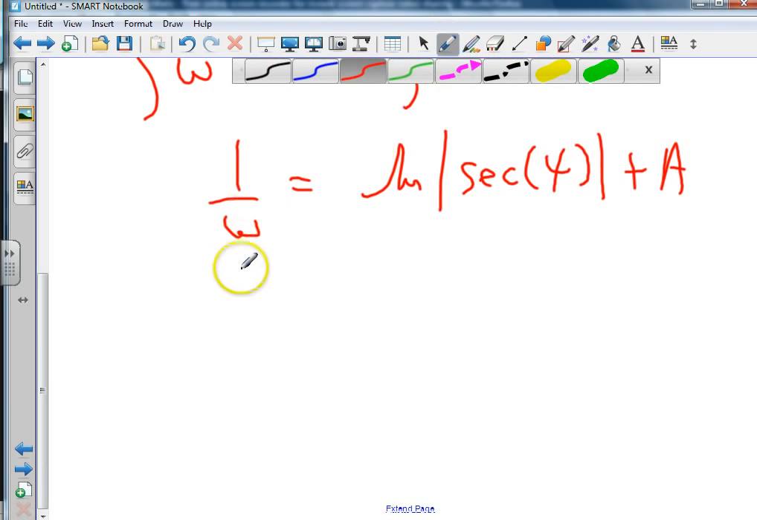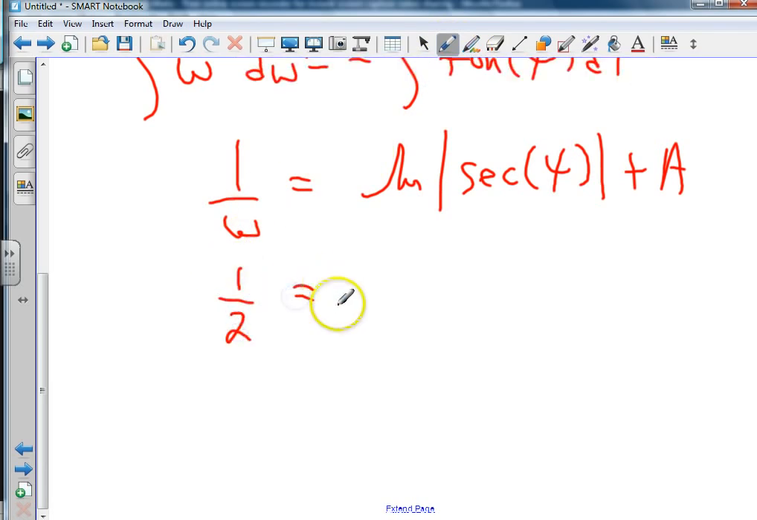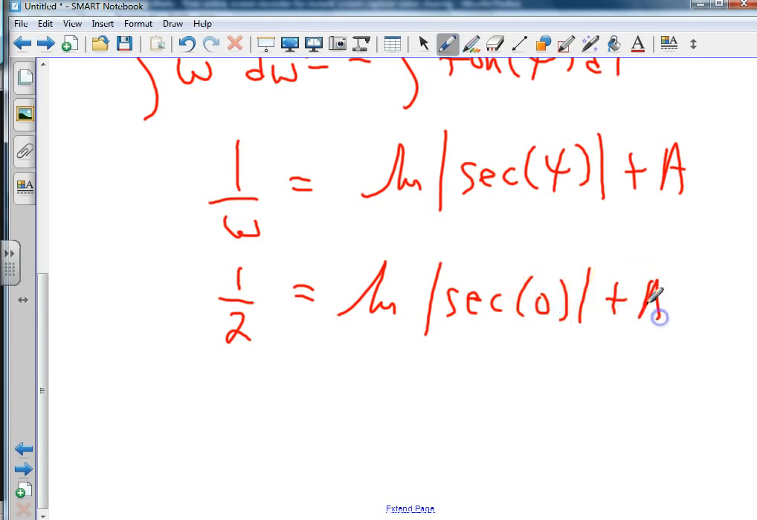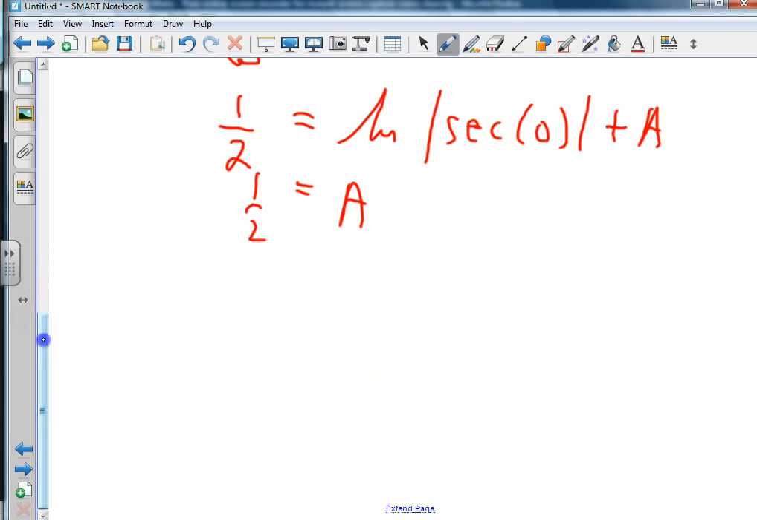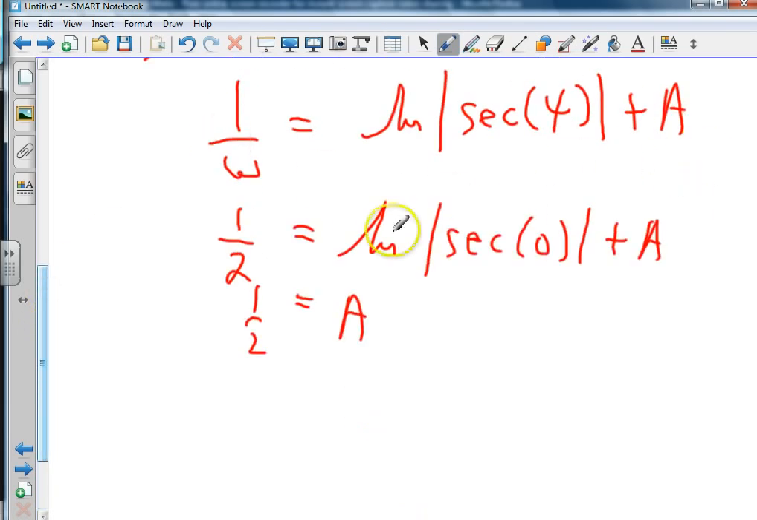And I'm about to lose you too. 1 over 2 equals the ln of the secant. And they said plug in what for psi? 0? Okay. But what's a secant of 0? Isn't it 1? Because secant is 1 over cosine. And cosine of 0 is 1. So 1 over 1. Right. And what's ln of 1? 0. So you get that A is 1/2. All right. So here's your general solution. Here's your particular.